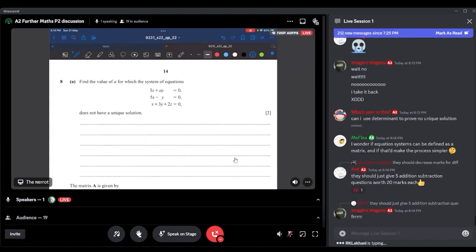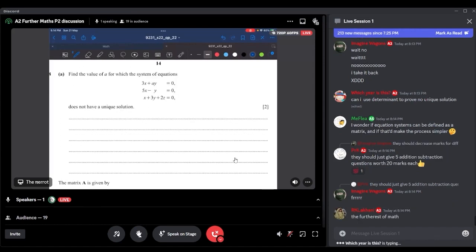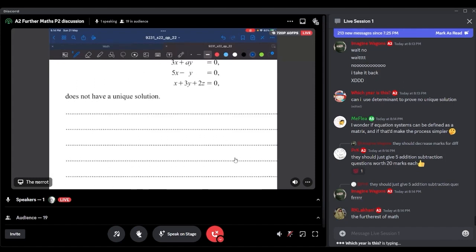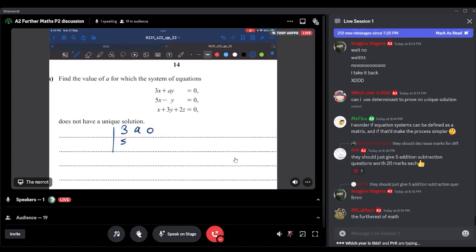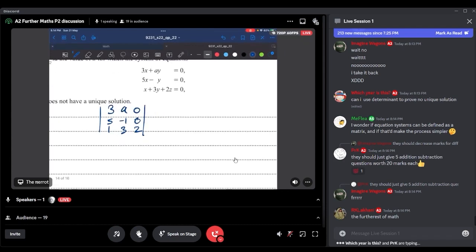Okay, so that means we just have to take the matrix and then take the determinant and equate it to 0. Let's do that. 3, a, 0, 5, minus 1, 0, 1, 3, 2. Okay, so this is what you want to find the value of here.